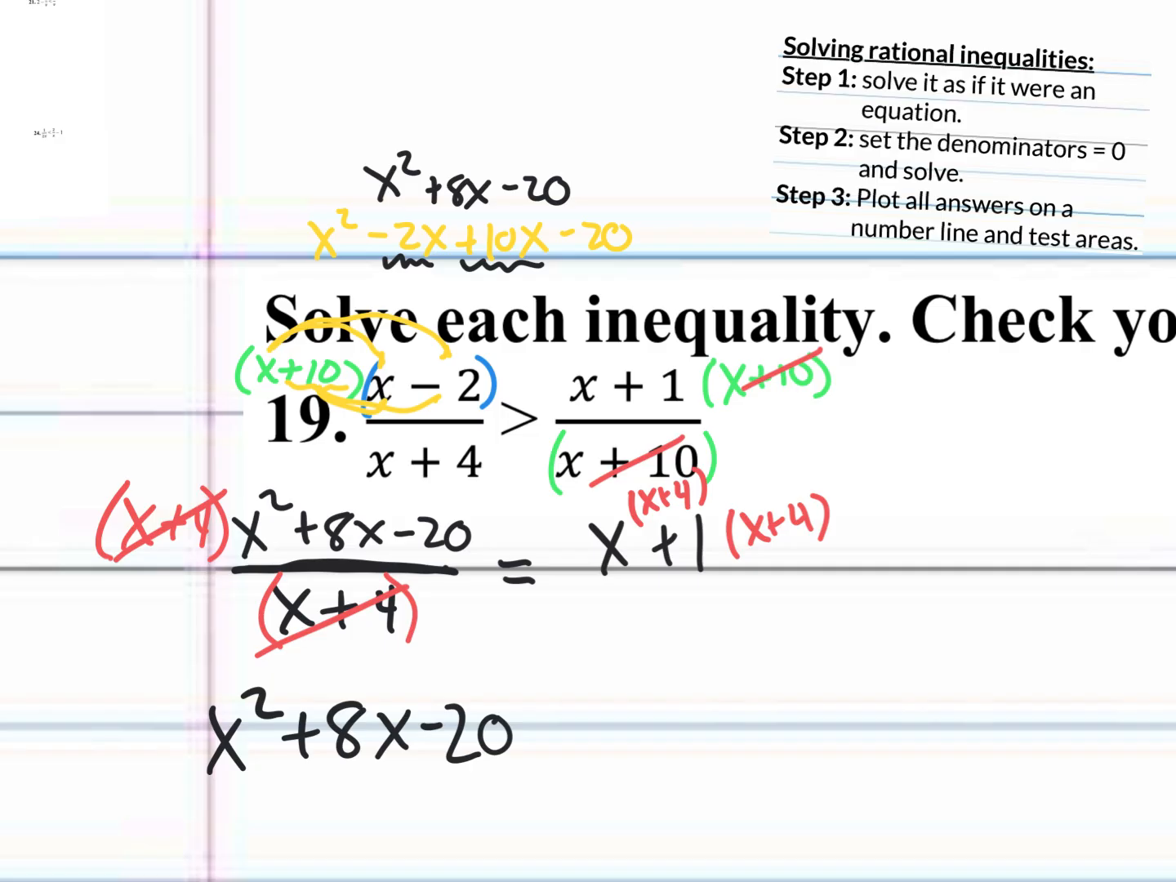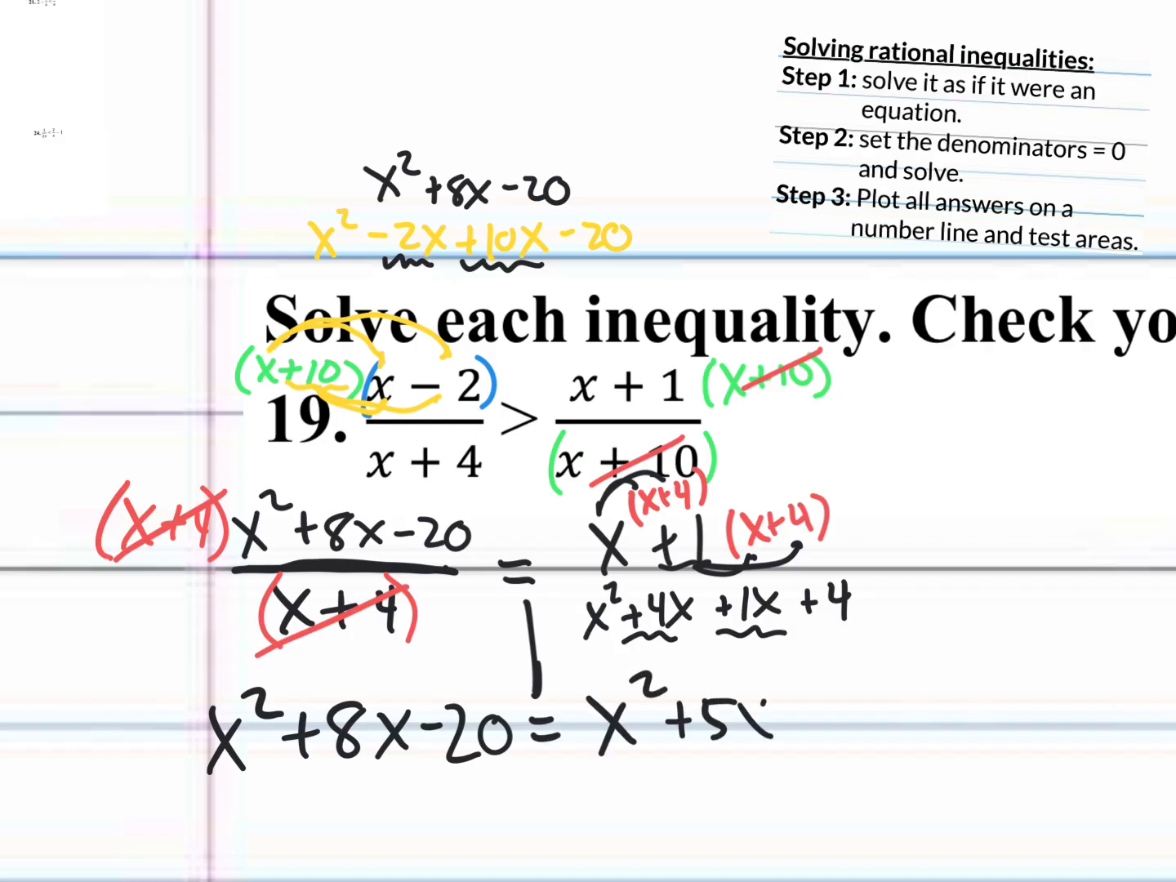So if I do that, x times x is x squared. I'm just going to write right here, x squared. X times 4 is 4x. And then I have the 1 times x, that's another 1x. And 1 times 4 is another 4. And then you combine the middle terms, 1x plus 4x is 5x. So you really have the equal sign that comes down right here, and you have the x squared plus 5x plus 4.